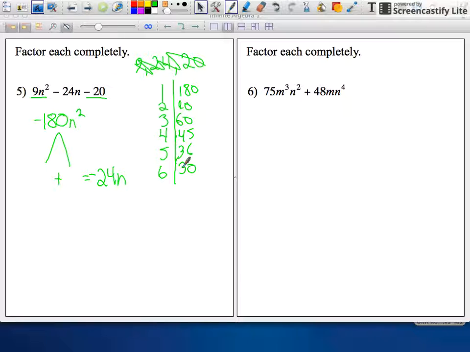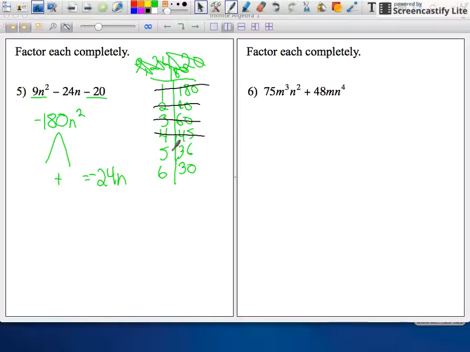I'm looking down this list to figure out what's a pair that can add or subtract to get me to negative 24? Because I'm looking for things that multiply to be 180, which is all of these, and add to be negative 24. Well, if I add these, I get 181. If I subtract them, it's 179. If I add these, I get 92 or 88 if I subtract. 63 or 57, still not hitting 24.